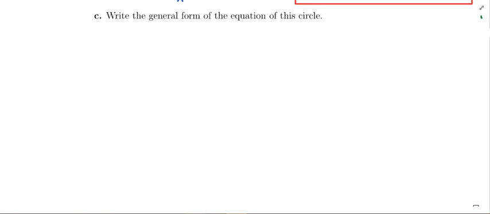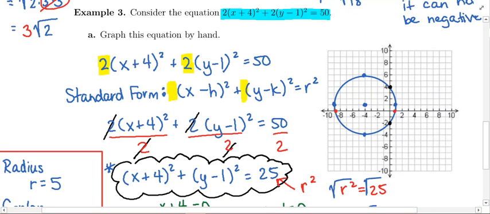In example 3C, we are still working with the same circle. So this time we want to write the general form of the equation of this circle. Just to recap, what have we done with this circle so far? Well, in part A, we graphed the circle by hand. In doing that, we had to convert the equation of the circle into standard form. We also had to identify the center and the radius of the circle.